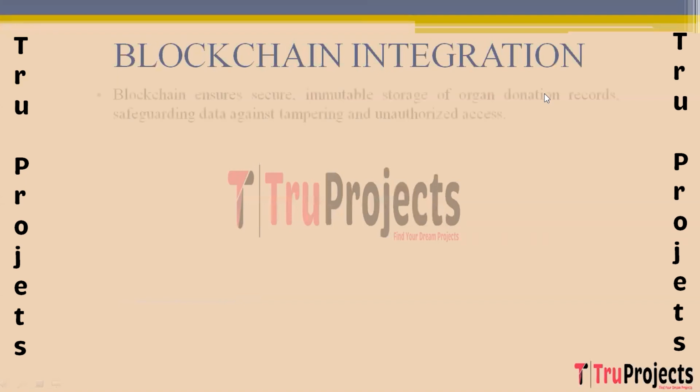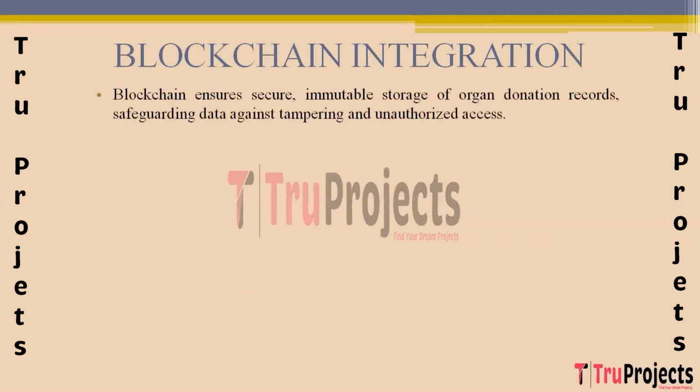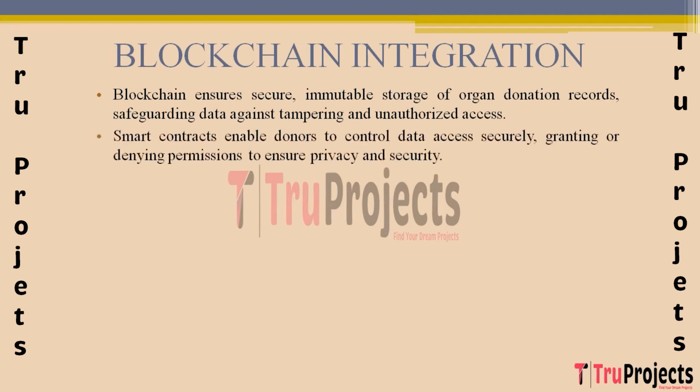Blockchain integration. So blockchain can be used to securely store and maintain donor and hospital data, ensuring that the information remains tamper-proof and immutable. This prevents unauthorized access or alterations to sensitive organ donation records. And smart contracts on the blockchain facilitate access control mechanisms. Donors can grant or deny access to their certificate credentials through smart contracts, ensuring that only authorized entities can view their data.